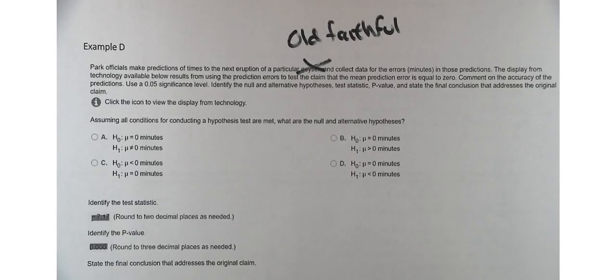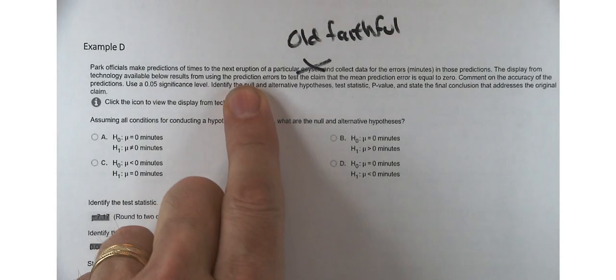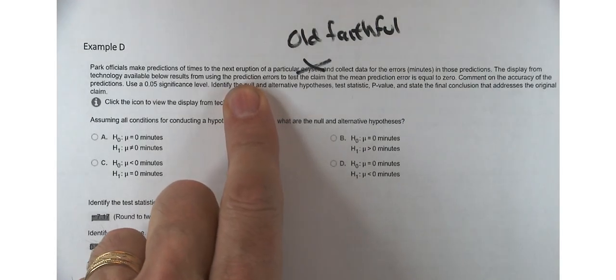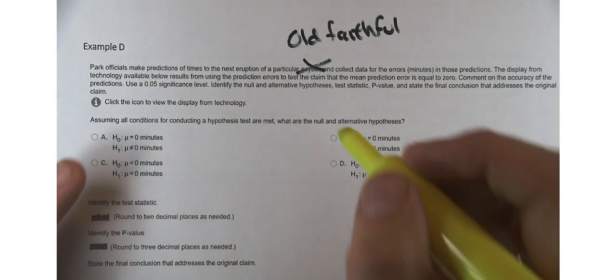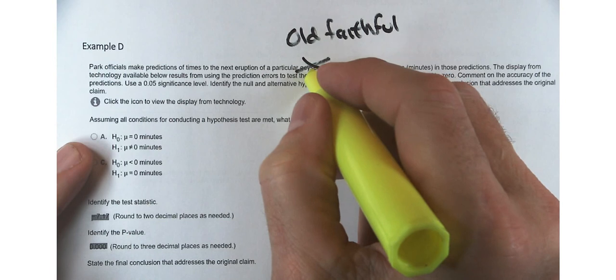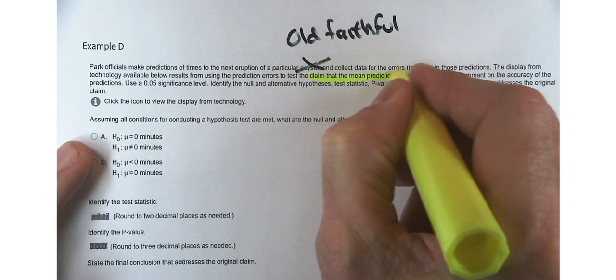And the park officials try to predict when that next eruption is going to occur. But sometimes they're off. So you're going to see a prediction error. And that's what we want to test right now. We want to test the claim that the mean prediction error is equal to 0. So let me highlight that right there. Claim that the mean prediction error is equal to 0.